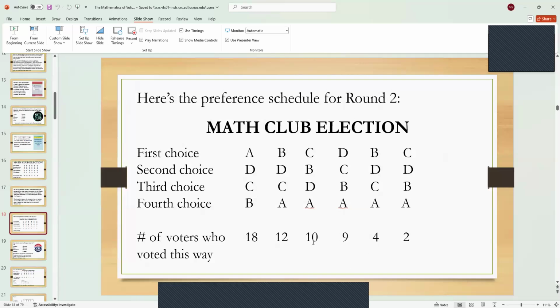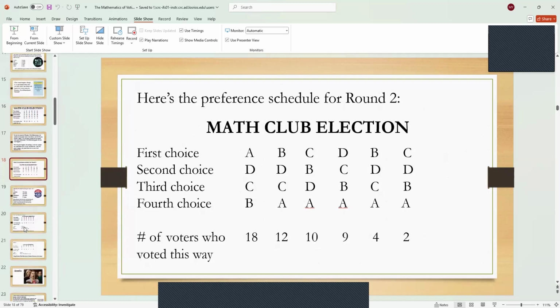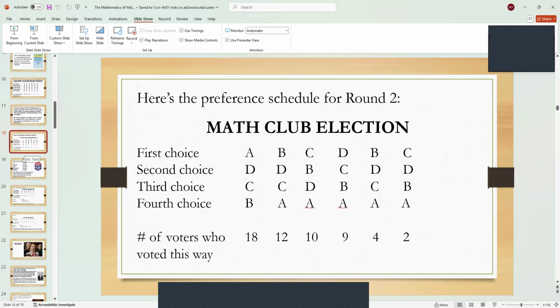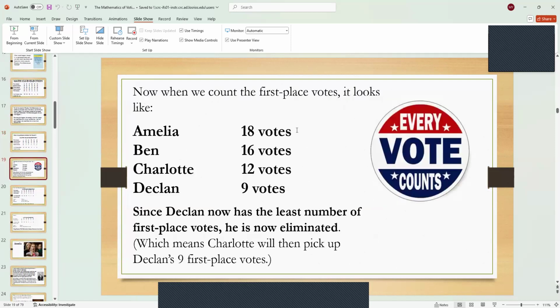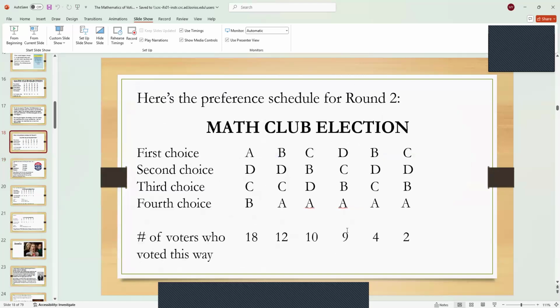Charlotte actually has 12 because Charlotte has 10 in one column and then 2 on the far right column. Declan has 9 first place votes. I think Declan has the least amount of first place votes, so I think we're about to eliminate Declan. So at the moment, it's Amelia 18, Ben 16, Charlotte 12, Declan 9. Since Declan is the one with the least number of first place votes, he gets eliminated. Charlotte's kind of happy if we eliminate Declan. Look what happens with those 9 people. If we eliminate Declan and push everybody up so there are only 3 lines instead of 4, Charlotte's about to pick up 9 more first place votes if Declan gets kicked out.